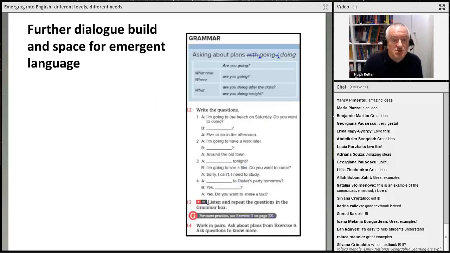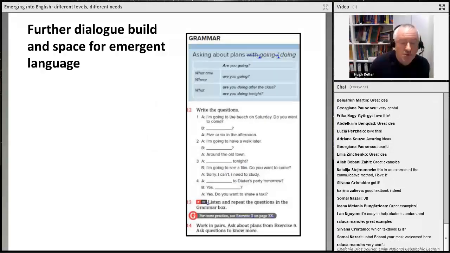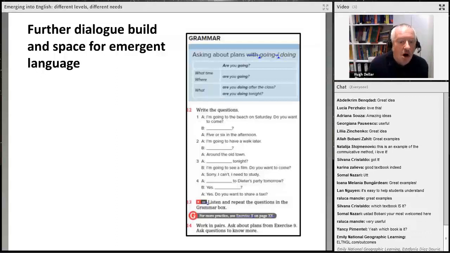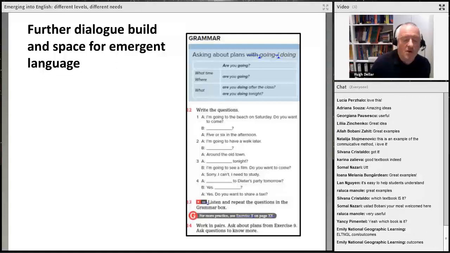Okay, so they write more plans. They use a dictionary if they need to. The weaker students will just copy. I'm going to meet a friend after the class. I'm going home tonight. I'm going to school tomorrow. The stronger students will try to use this and add their own spaces. These examples are all from Outcomes Starter Level, which is coming out next month, by the way, which Andrew and myself co-authored.